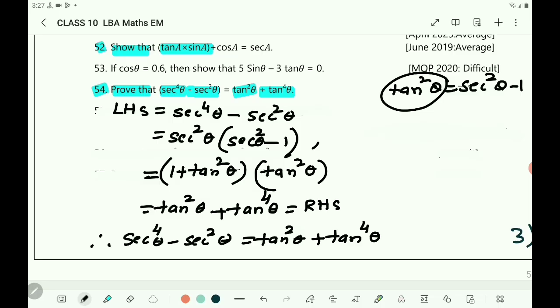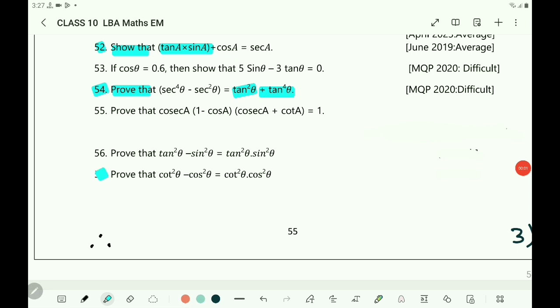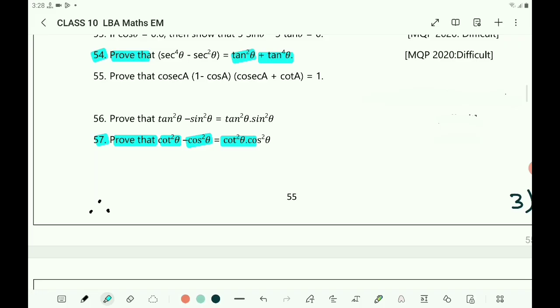Now you take question number 57. Prove that cot square theta minus cos square theta is equal to cot square theta into cos square theta. Then you take the LHS.